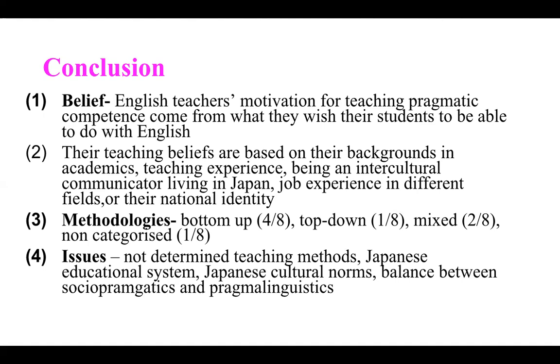About methodologies, there were 4 types, namely bottom-up, top-down, mixed, and non-categorized. Issues were also interesting to be explored. Methodologies were not determined, or the Japanese education system is a key factor that students might struggle with authentic use of English. Japanese cultural norms, balance between social pragmatics and pragmalinguistics.